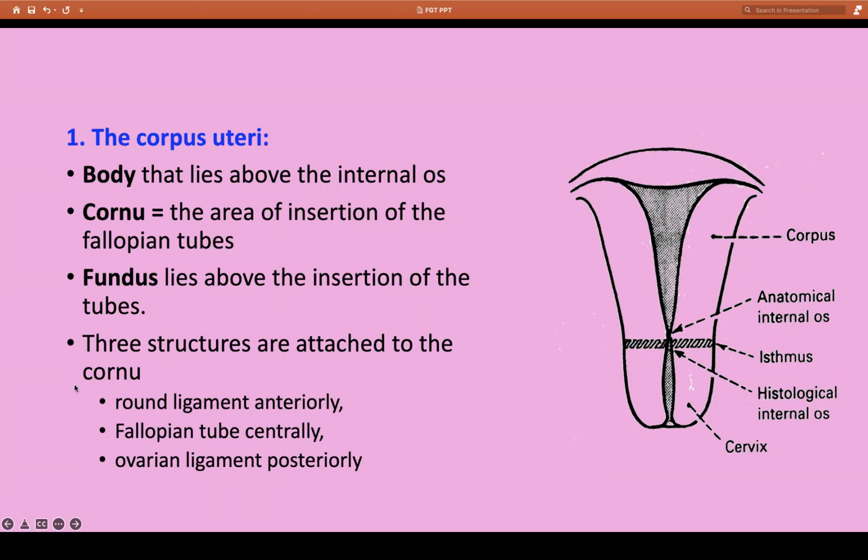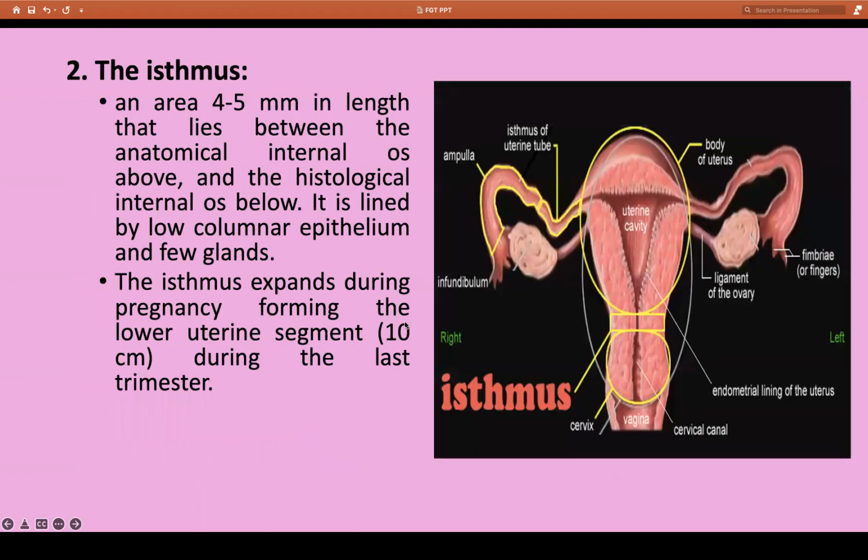Three structures are attached to the cornu: the round ligament here, the tubes, and the ovarian ligament. The isthmus is very important from an obstetric point of view. It's an area 4 to 5 mm, like half a centimeter in length, that lies between the anatomical internal os. You can see here the anatomical internal os above, and the histological internal os below.